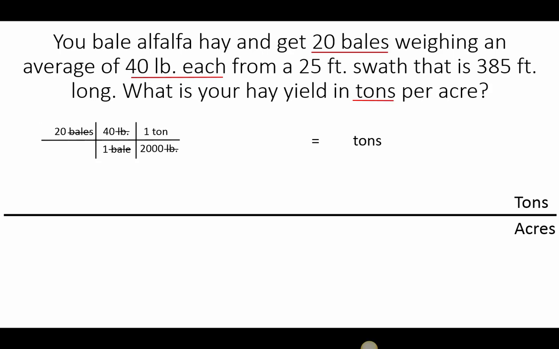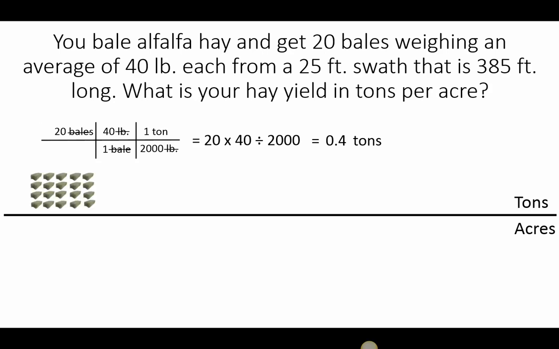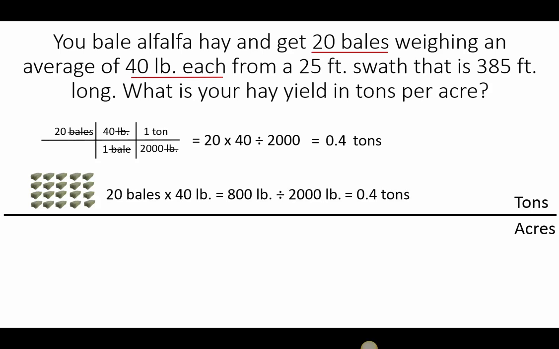To compute this picket fence, multiply the numbers on top and divide the numbers on the bottom of the fence. 20 times 40 divided by 2,000. Our total tonnage is 0.4 tons. The other method to get total tonnage involves the same process. We will just not use the picket fence. Multiply our 20 bales by 40 pounds each to get 800 total pounds. Divide 800 pounds by 2,000 pounds to get 0.4 tons.